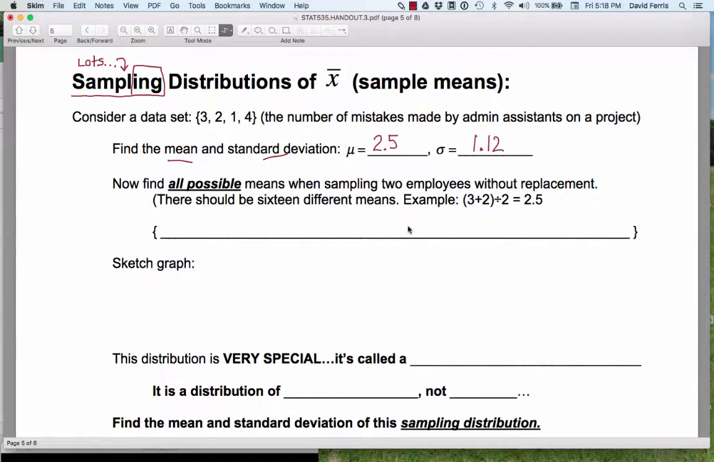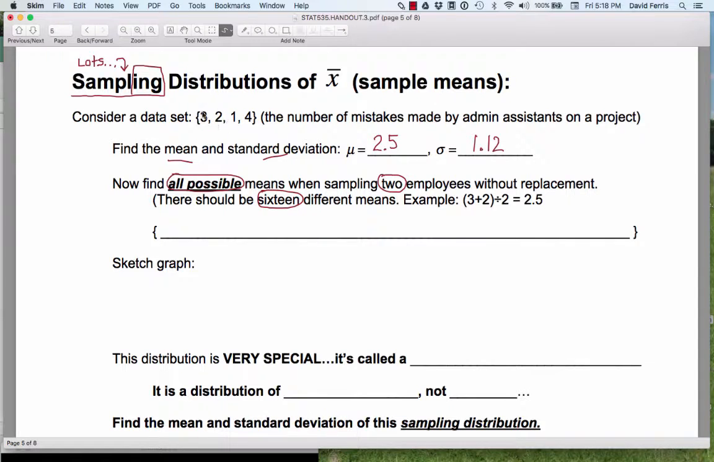Now here's where we take a twist that makes this a little more difficult. What we want to do now is find all the possible means of samples when we take 2 employees without replacement and average them together. In other words, if you took 2 of these numbers, added them up, and divided by 2, we want to find all possible averages when you pick 2 and average them. Because there's 4 numbers, there will be 16 different means altogether.